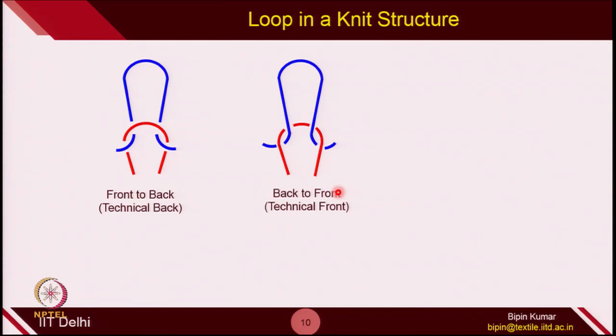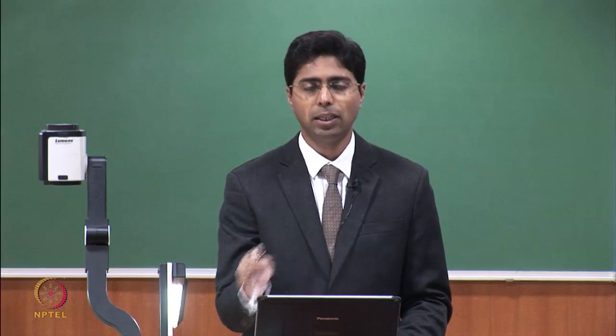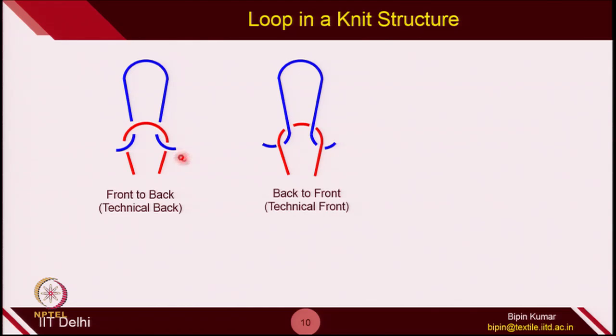We are going to explain this nature of back to front once we actually design the loop. When we have the lecture on designing the loop, you will be able to understand what is front to back and back to front. For the time being, when the loop appears towards the back side, we call it technical back. When the new loop appears on the front side, it is called technical front.